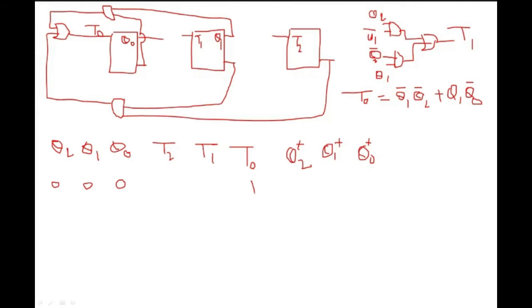T1 is Q1 XOR Q2. So when all three are 0, Q1 XOR Q2 is 0. So T1 will be 0. T2 is Q1 bar Q2 bar plus Q0 Q2. So T2 will also be 1.